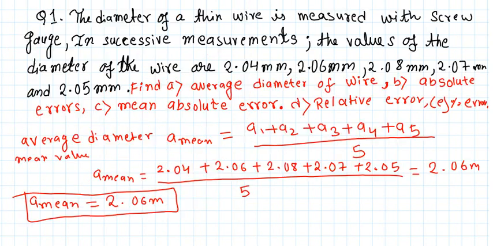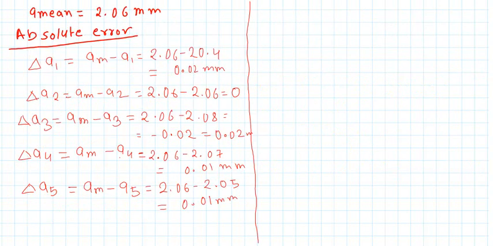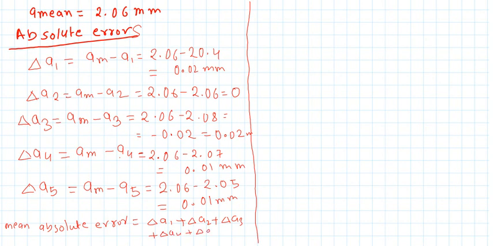Now we have to find out the mean absolute error. So what is our mean absolute error? Mean absolute error means the mean of the absolute errors. So we just have to find the mean of these absolute errors. So it will be equal to delta a1 plus delta a2 plus delta a3 plus delta a4 plus delta a5, upon 5.